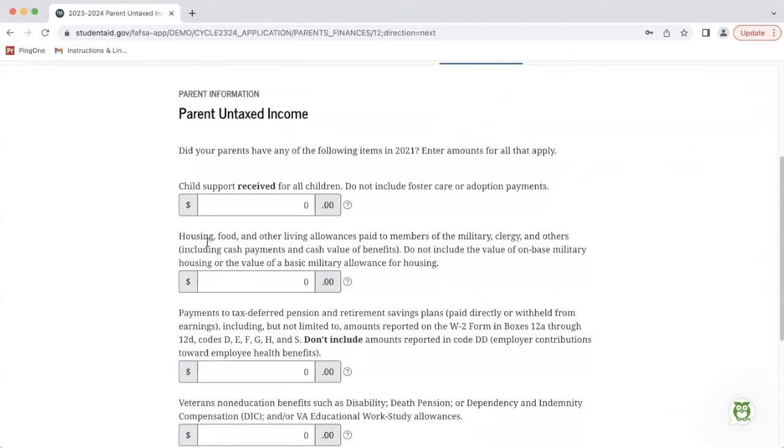The next question refers to housing, food, and other living allowances paid to members of the military, clergy, and others. And then the FAFSA dives into payments to tax-deferred pensions and retirement savings plans. For this question, you'll actually want to pull out their W-2 forms and look at boxes 12A through 12D and see if any of the following codes here are listed. If so, add up those totals and report it into the box.